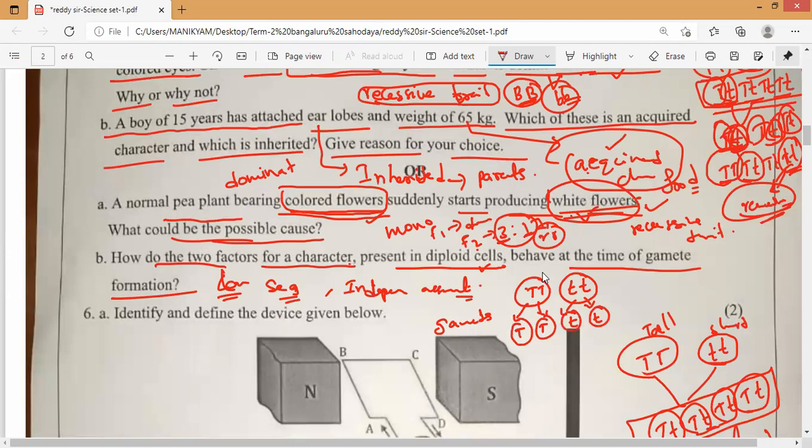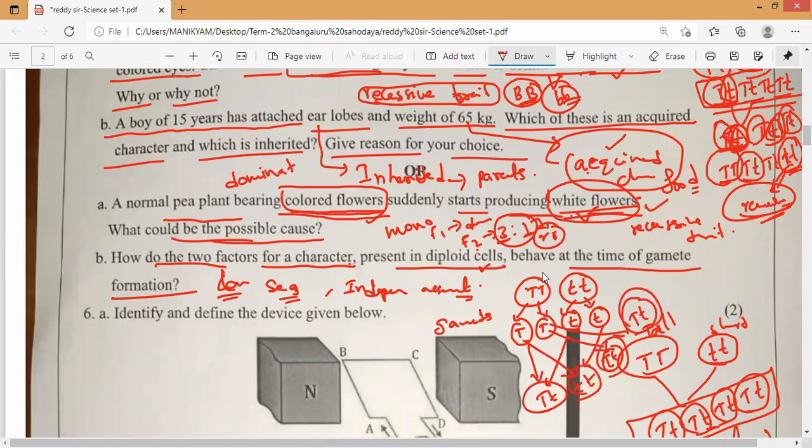So this is what we call, guys, law of, anybody? Law of what do we call? This is an individual character, only one gene is shared by every gamete. Then we get capital T, small t, next capital T, small t, next capital T and small t, and the last one also capital T and small t. So this is the F1 generation we are showing.